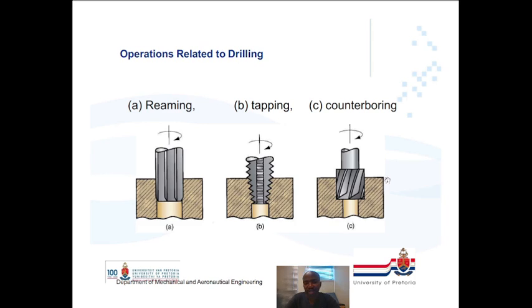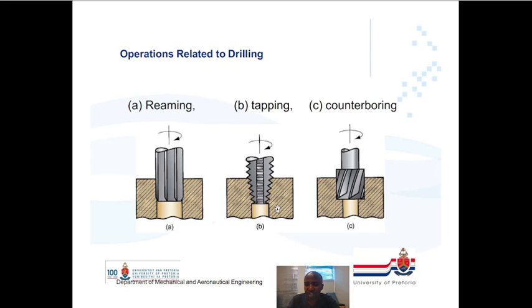The operations that you can perform which are closely related to drilling: you can do reaming. This is an operation you perform when you need the surface to be smooth or to get the hole to a perfect size. Sometimes when you're doing manufacturing, you really need your hole to have perfect dimensions. Then you will use reaming. It will clean the hole and get it to a perfect size.